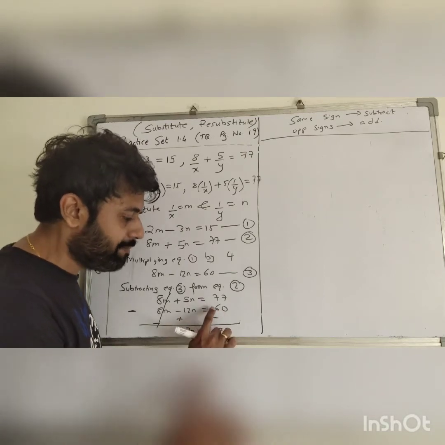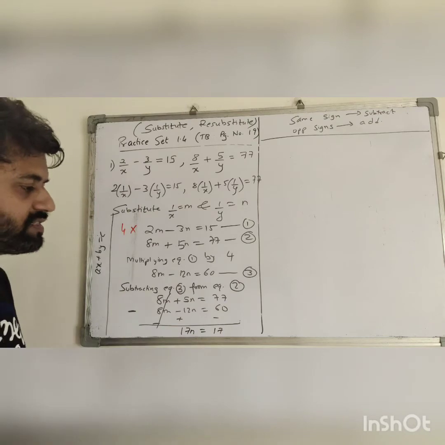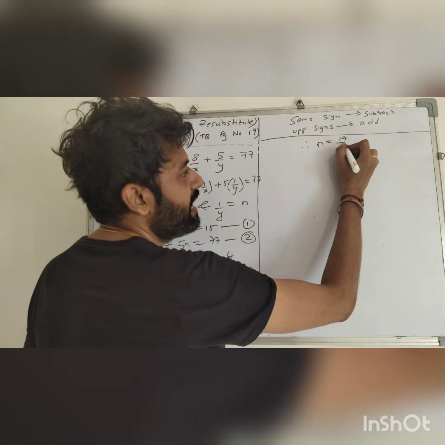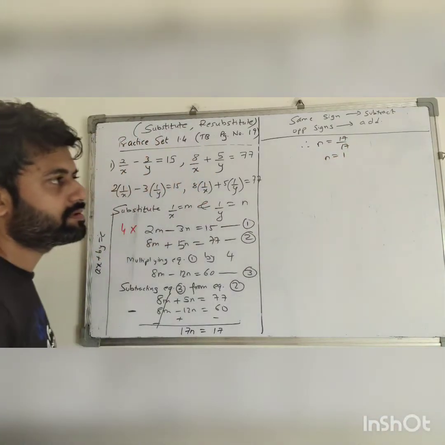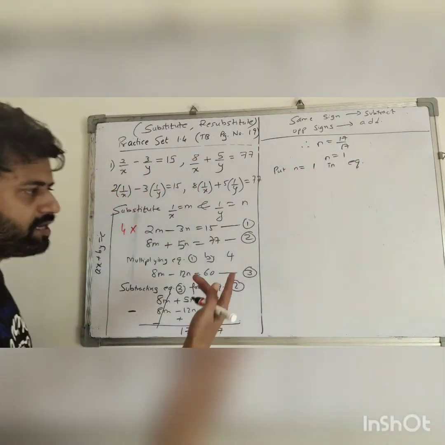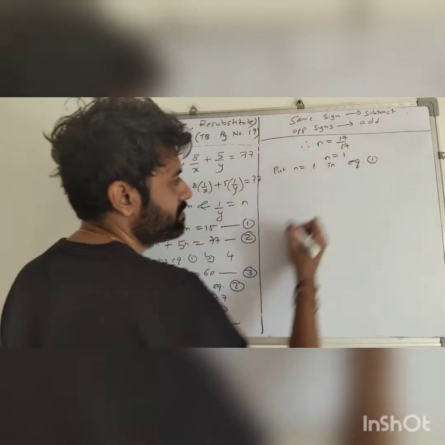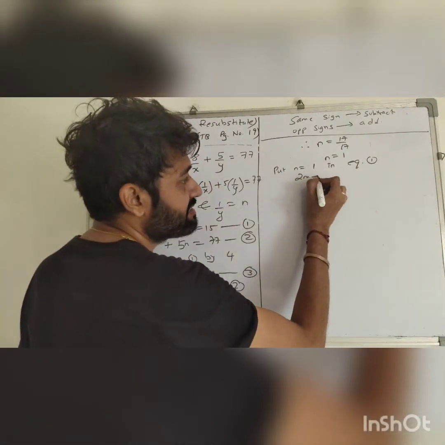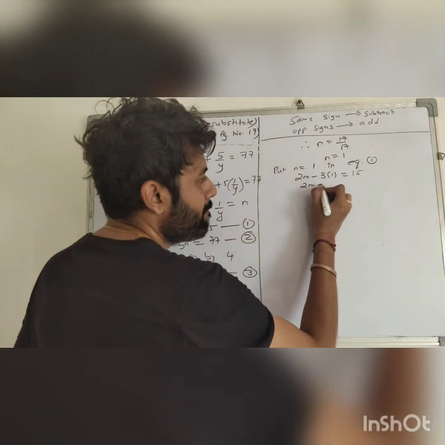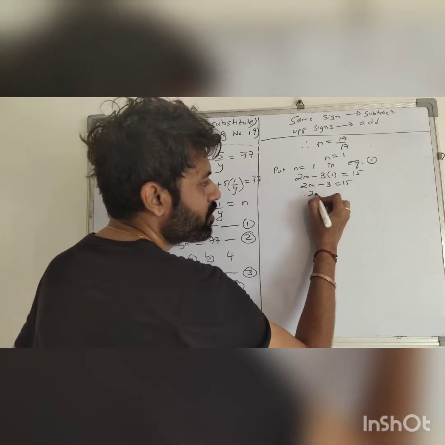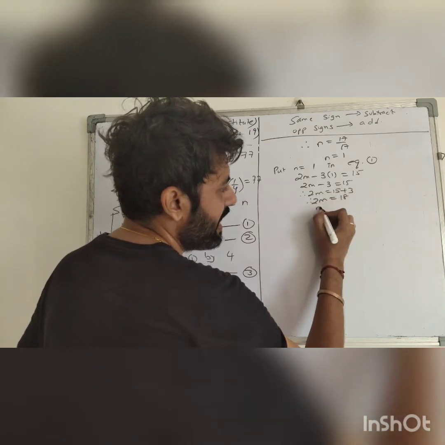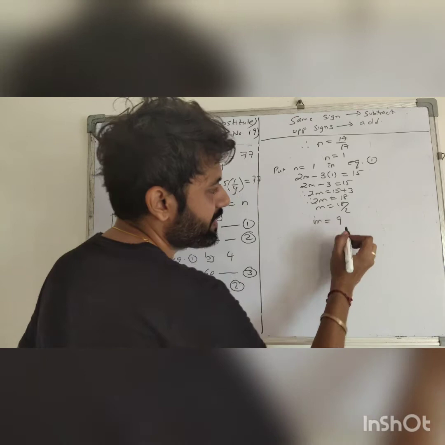60 had the old sign plus, but now the new sign is minus. So 77 minus 60 will give you 17. Therefore, n is equal to 17 upon 17. n is equal to 1. Put n is equal to 1 in equation number 1, 2, 3, whichever you like. I am putting in equation number 1. 2m minus 3n is equal to 15. 2m minus 3 is equal to 15. Therefore, 2m is equal to 15 plus 3. Therefore, 2m is equal to 18. m is equal to 18 upon 2. m is equal to 9.